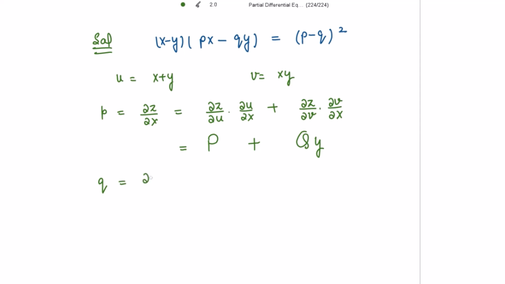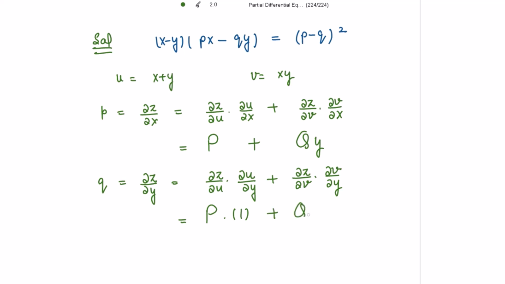Similarly, small q is del z by del y, del z by del u into del u by del y plus del z by del v into del v by del y. Please remember, q is the partial derivative of z with respect to y, so consider y here. So this is equal to, this is your capital P, differentiating u with respect to y, we get 1, plus this is your capital Q, differentiating v with respect to y, it is x. So it is p plus qx.